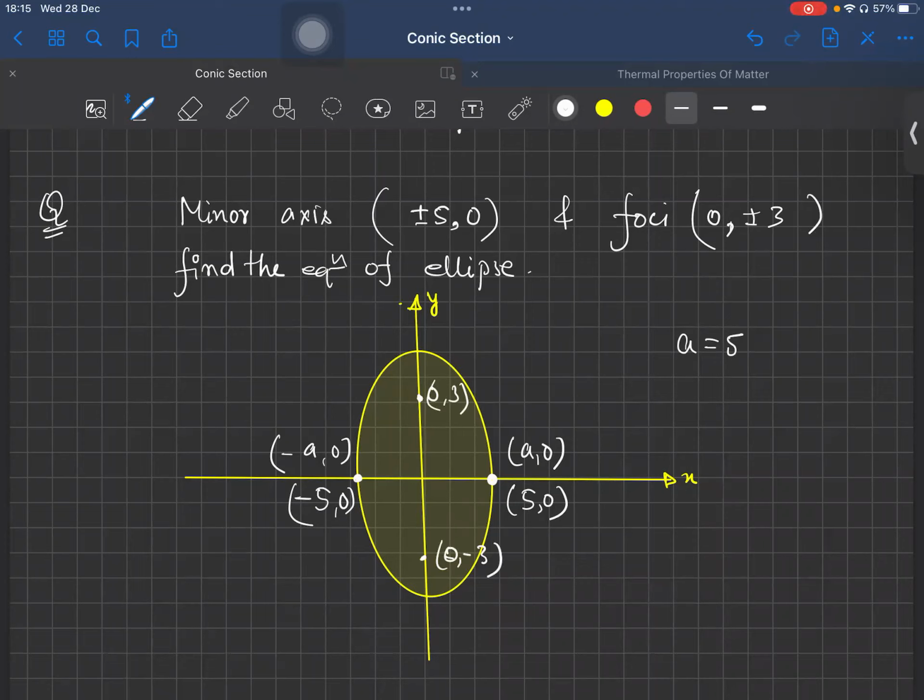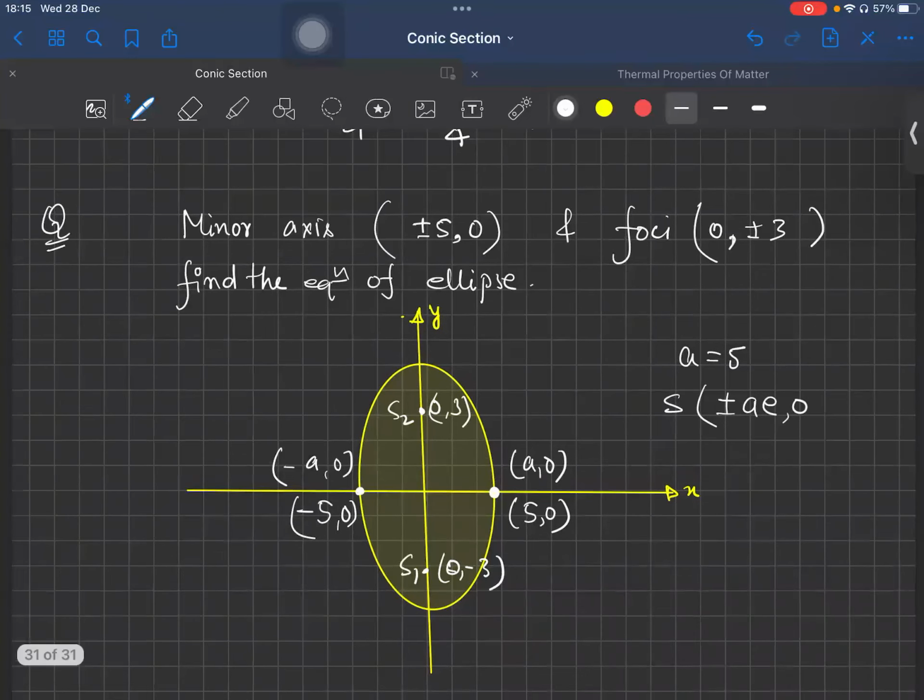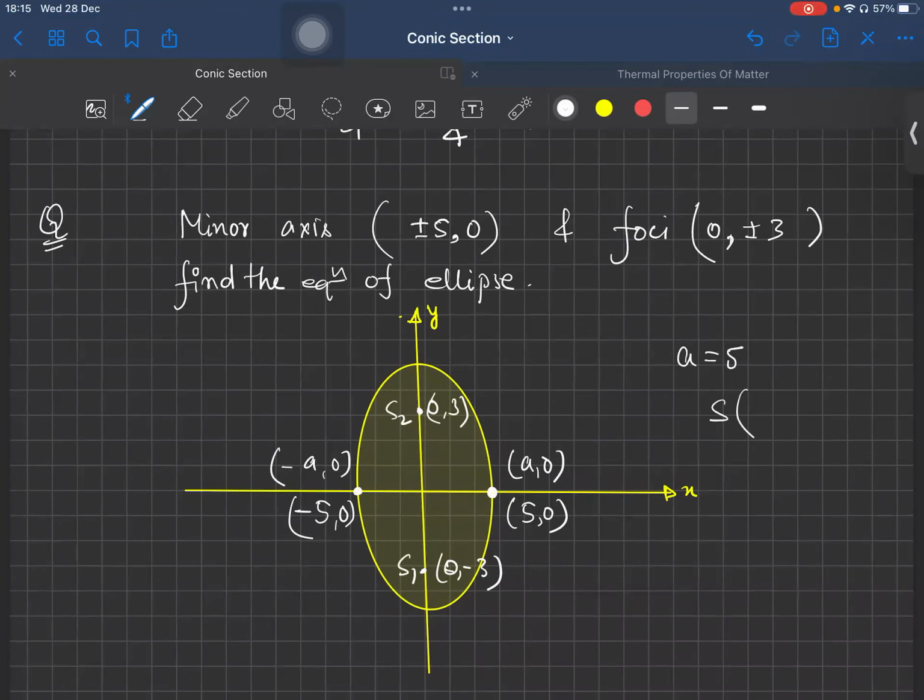And what are the foci, S1, S2? What is the coordinate of a focus? Let's say S is the focus, so its coordinate is plus or minus AE, 0. Or in this case, because A is the semi-minor axis, S is 0, plus or minus AE. That means AE is equal to 3, given. That means E will be equal to what? 3 upon 5. Eccentricity you have got.